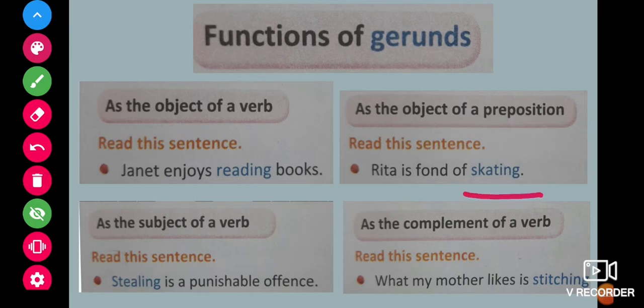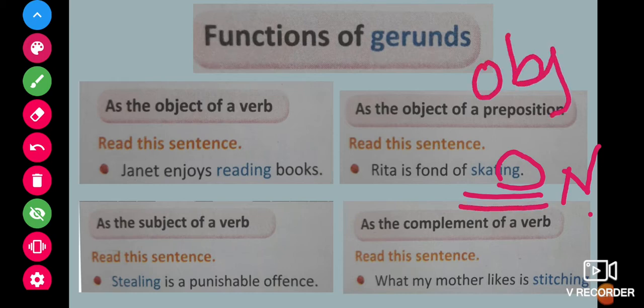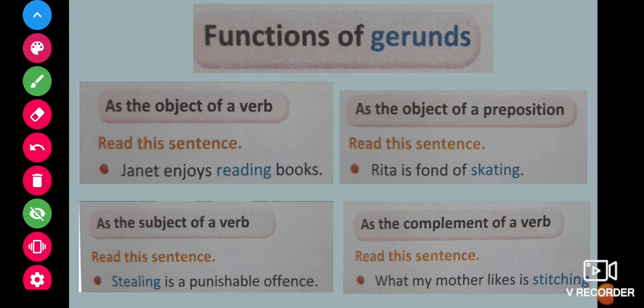And skating is also a gerund because it ends with ing and it is acting as a noun because here in this sentence skating is an object. So skating is a gerund which is acting as the object of the preposition of.